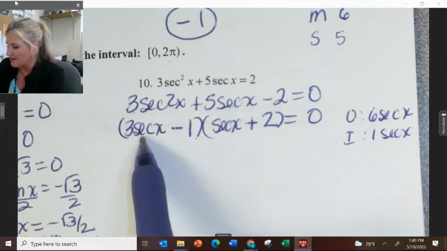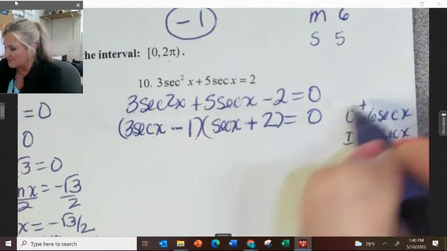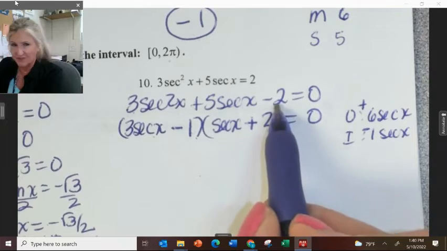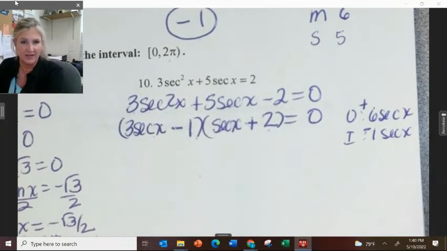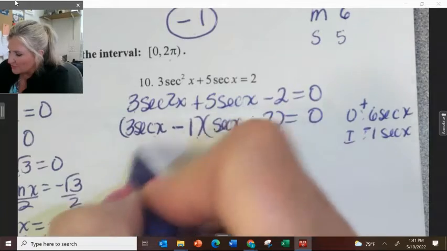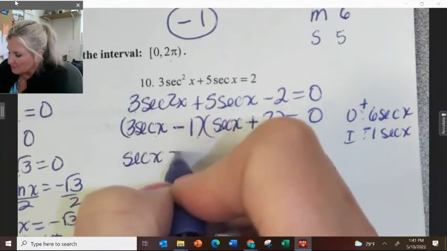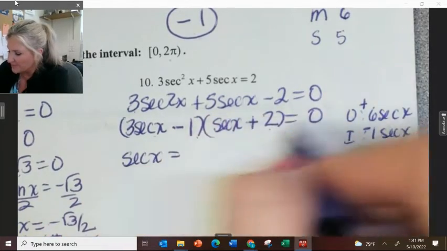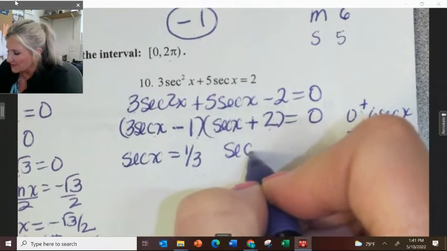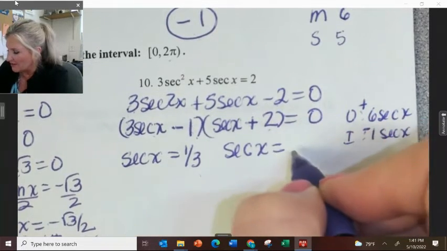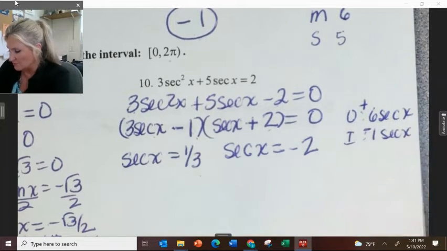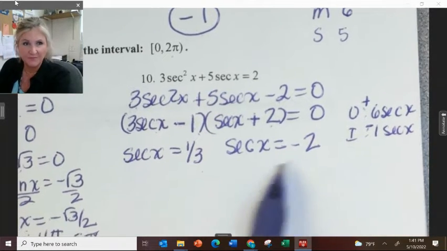Let's check it out again. That's going to give me a positive. That's going to give me a negative. Negative 1 times positive 2 is negative 2. Yes, we're all good. All right, so now we're going to keep going. What's this going to end up being? Secant x equals what? Take it over and divide. 1/3. What's this going to become? Secant x equals what? Well, for now it's negative 2. Secant x equals negative 2.